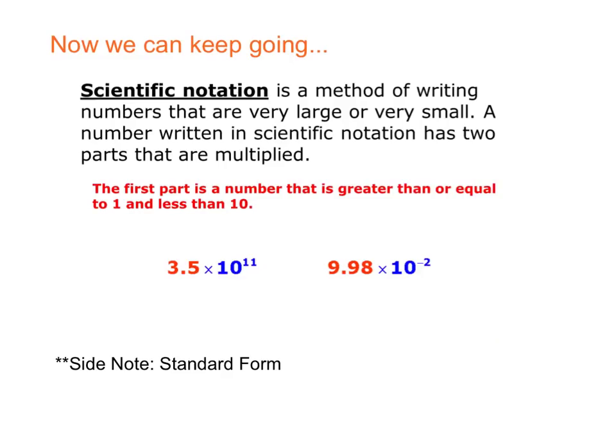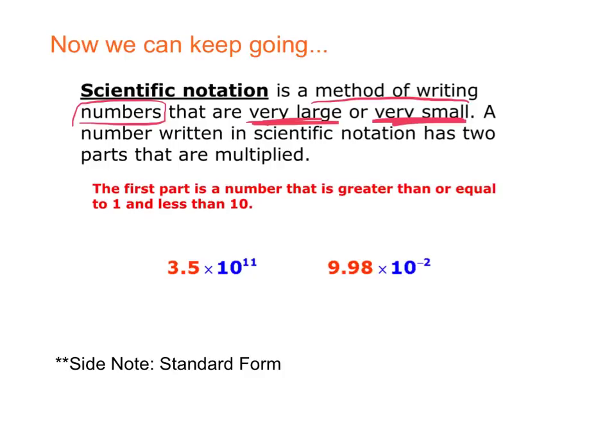Okay, now what this brings us to is something that we call scientific notation, and you'll see this a lot as you continue, not just in math, but also in science. And scientific notation is simply a method of writing numbers that are either very large or very small.